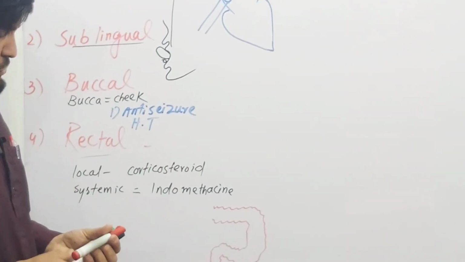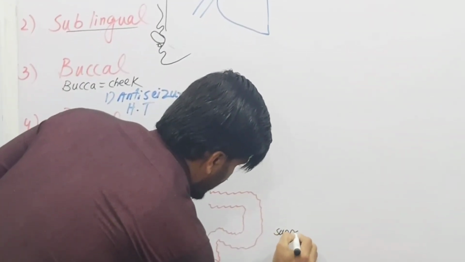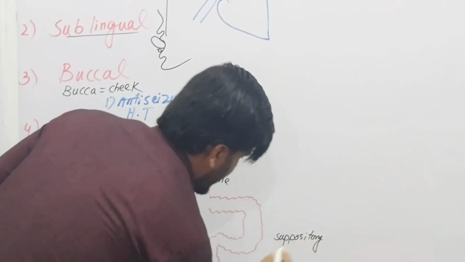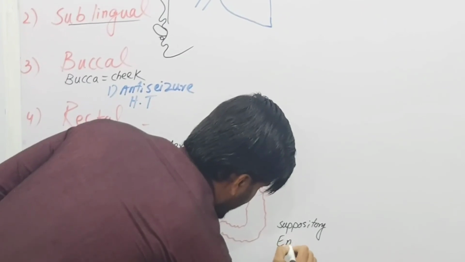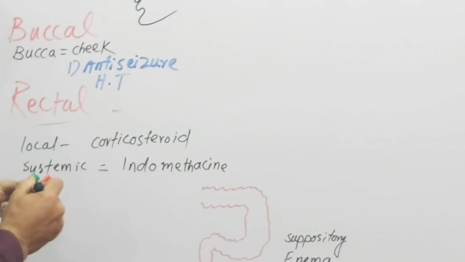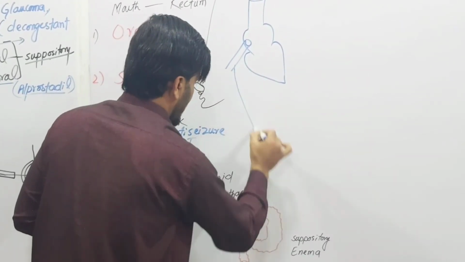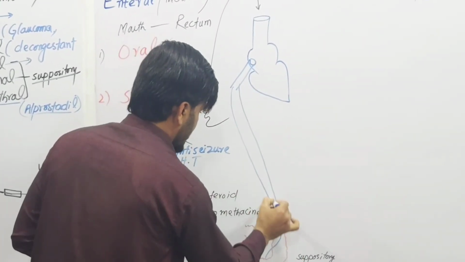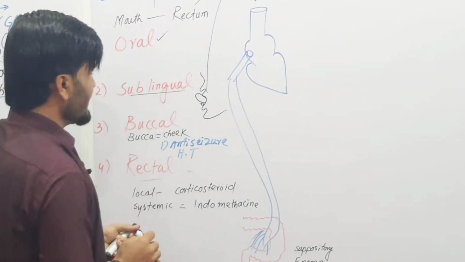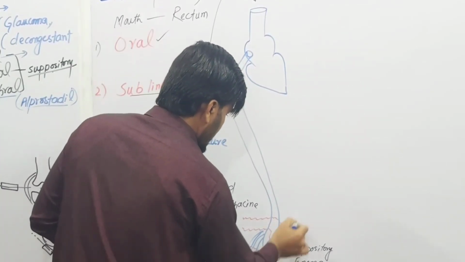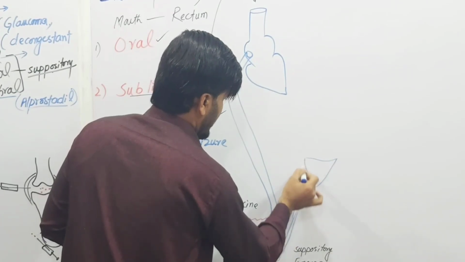Drugs in the solid form administered through the rectal route are called suppositories, and liquid drug administration through the rectal route is called an enema. The rectal route has a bivascular system. One system delivers the drug from the rectum into the inferior vena cava, and the other system delivers the drug from the rectum into the liver.